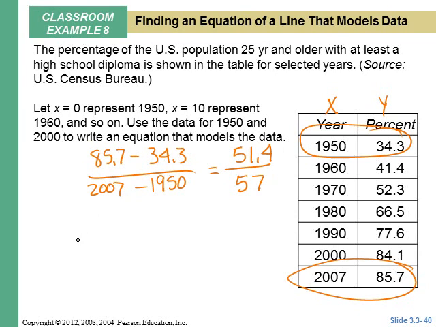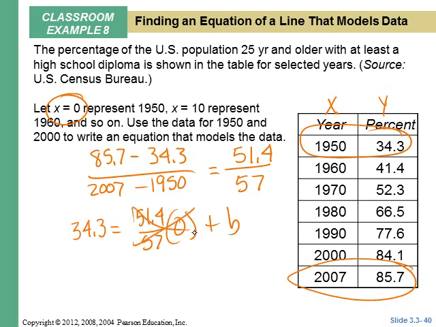The equation then will be, substitute in one of our points, y, 34.3 equals 51.4 over 57 times x. Let's let x be 0, since it's 1950, times 0 plus b. Well, any number times 0 is nothing. So our b is 34.3.